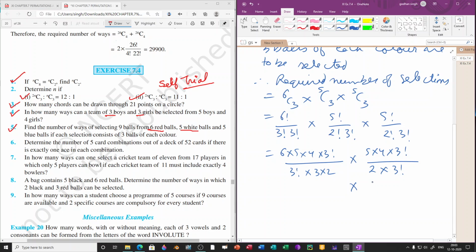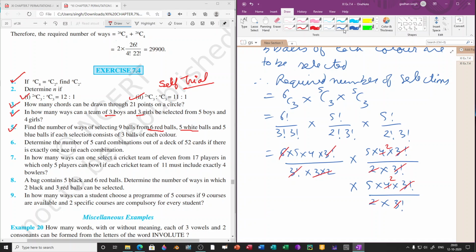So that will give us 5 into 4 into 3 factorial, because 5 factorial is bigger than 3 factorial, over 2 factorial, that is 2 into 3 factorial. Now let us cancel the terms which can be cancelled out. 3 factorial and 3 factorial will be cancelled out. Then 3 into 2 is 6, that will cancel with 6. 3 factorial and 3 factorial cancel out. Here also 3 factorial and 3 factorial will be cancelled out. 5 and 4, that will give us 2. 5 and 4 and 2, that will give us 2. 4 and 2, that will give us 2.